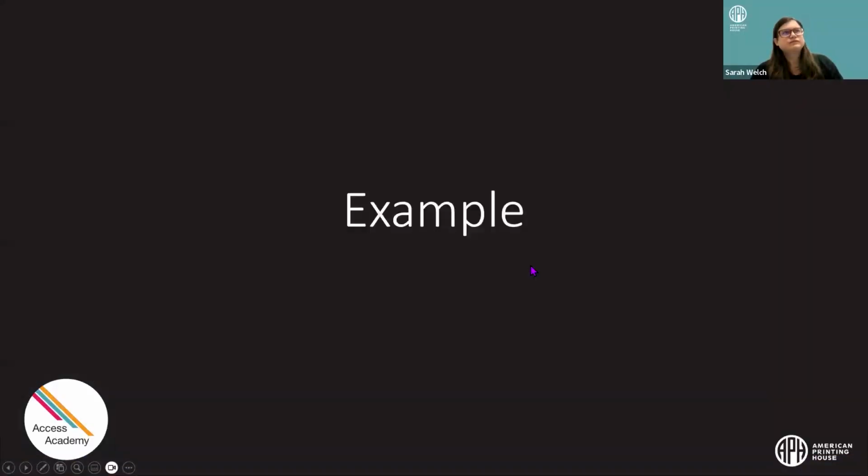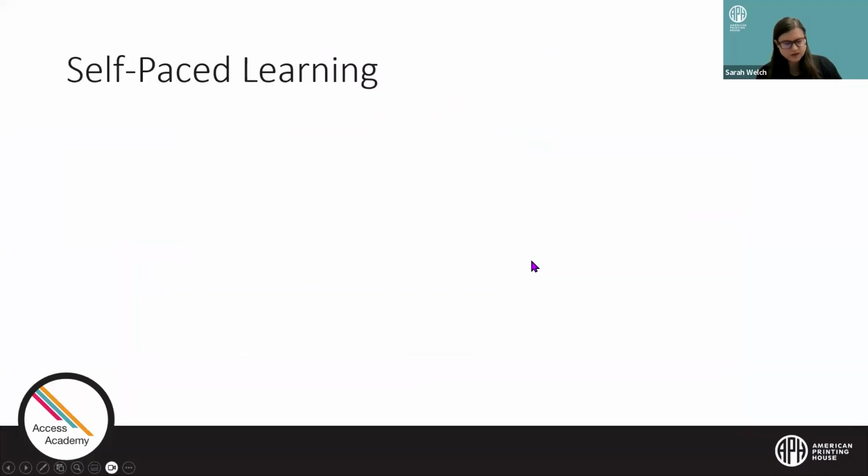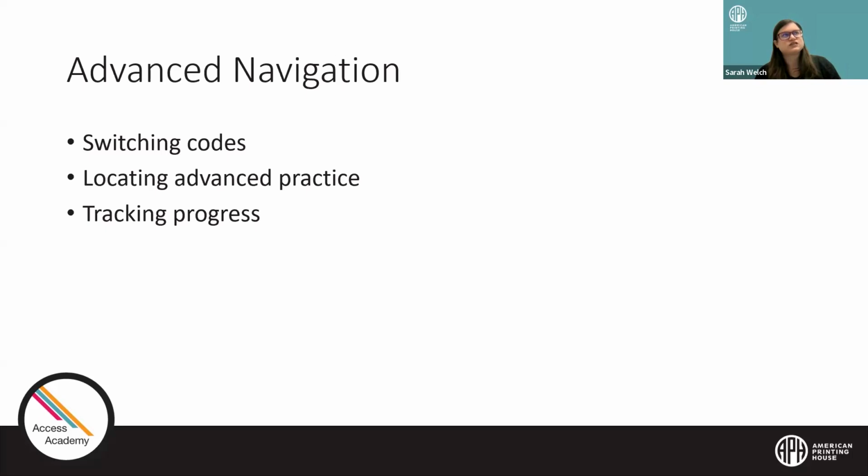Okay, so like we said before, an advantage of a lot of these, including Braille Brain, is the self-paced learning. So you can redo as many times as you want. You can use other resources for more practice, or you can start from a different resource, learn it, and then come here. There's also some other resources that you're probably aware of, such as Building on Patterns, that, depending on who you're doing Braille with, can be a really good resource. So if we're looking at the advanced navigation, this includes switching codes, locating advanced practice, and tracking progress.